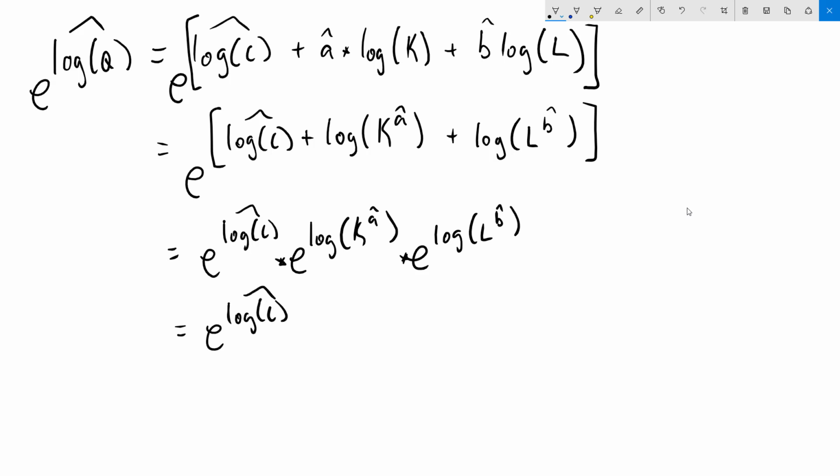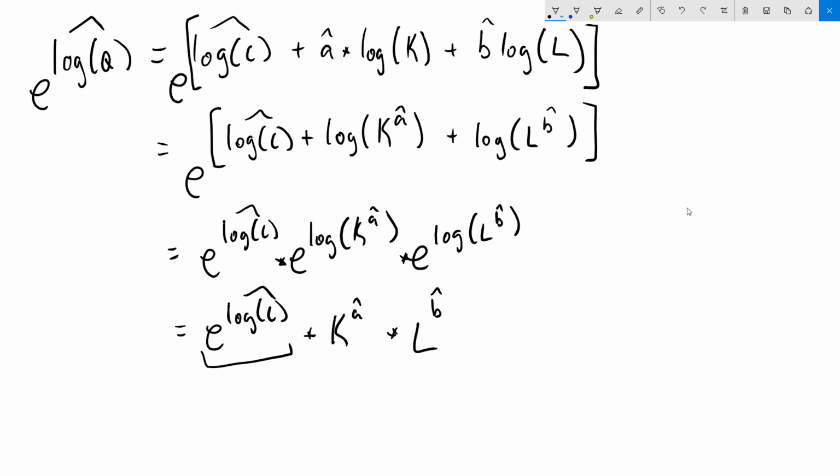Now the e's and the logs are going to cancel, so we're going to get times k to the a hat times L to the b hat. The only thing we're left with is this slightly messy expression here, e to the log of c hat. Remember that log of c hat is our intercept term from our regression, so this is just a number.